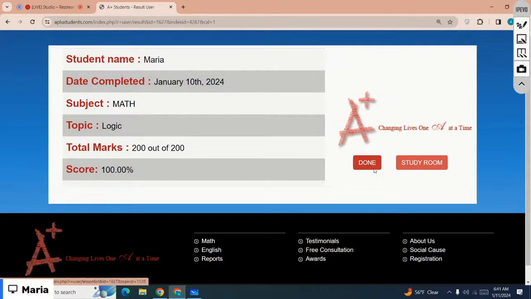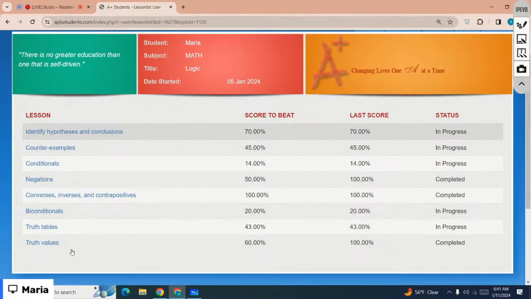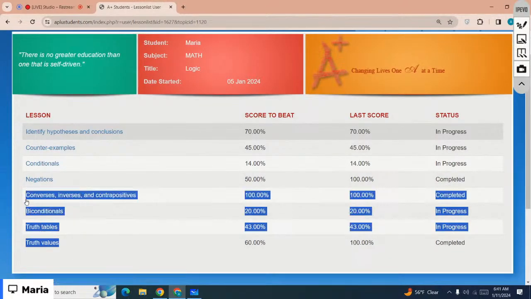Okay, we are done with the lesson, and also I think we are done with the chapter. Yes, we're working on the chapter logic. The lessons we have covered today are converse, inverse, and contrapositives, biconditionals, truth values, and truth tables. So please make sure before the next session you complete all the practice questions for the lessons we did today. That is your homework until next session, right?